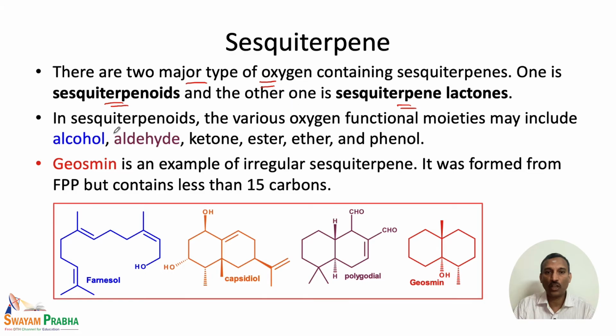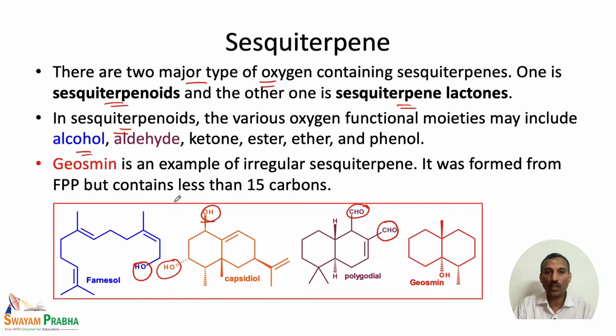When we talk about simple sesquiterpenoids, they have various oxygen functionalities. For example, alcohol: farnesol has a hydroxy unit, and an aldehyde unit is present in polygodial. So, we have the dialdehyde unit; 2 aldehydic units are present in this kind of compound. We may also have the hydroxy unit, for example ketone, ester, ether, phenol or other oxygen moieties that may be present. Capsidiol contains 2 hydroxy units. So, these are examples of simple sesquiterpenoids.